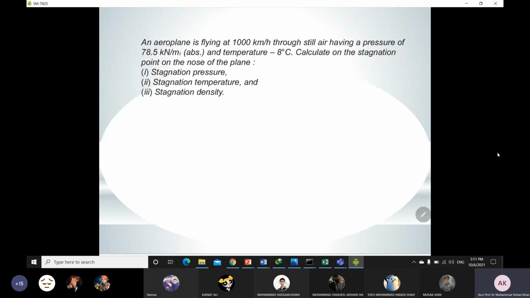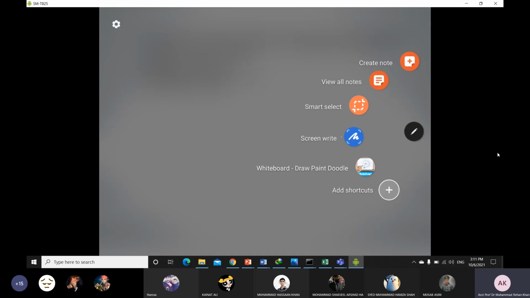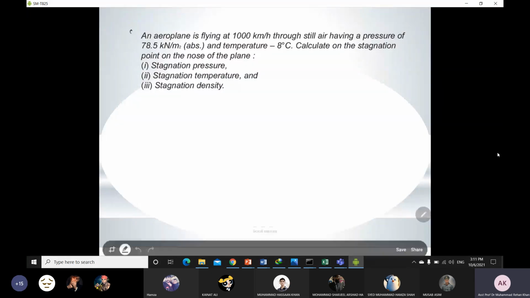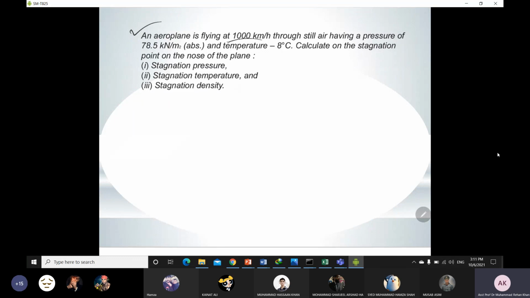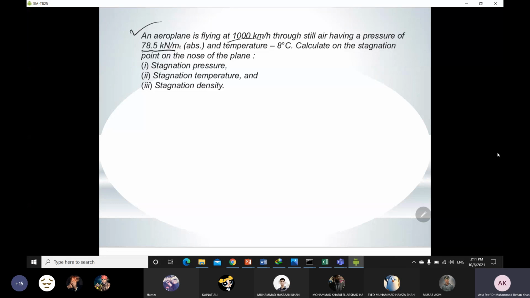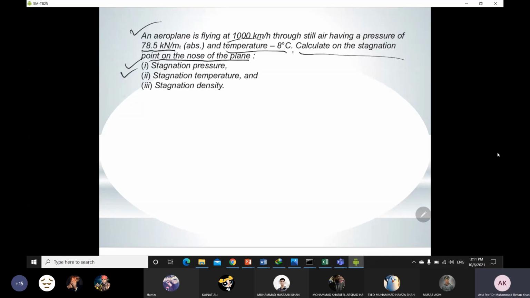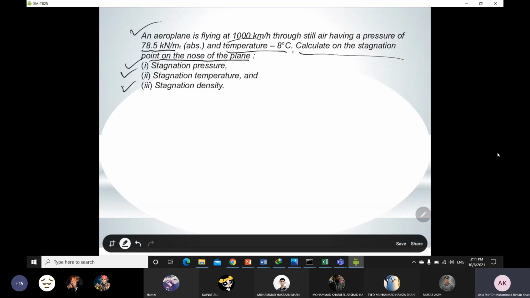Okay, here is another question. This is not from your book, so you have to note down the data. An aeroplane is flying at 1000 kilometer per hour through still air, having a pressure of 78.9 kilonewton per meter square. Temperature is mentioned, and you have to calculate the stagnation point properties on the nose: stagnation pressure, stagnation temperature, and stagnation density. So this is the question, note down the data, then we will see how to solve it.